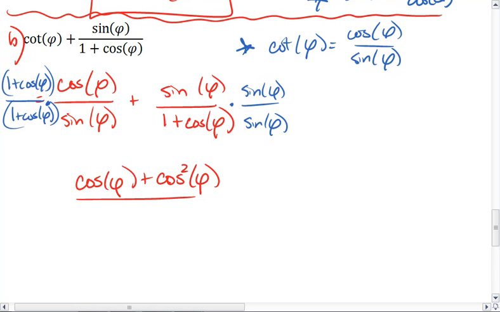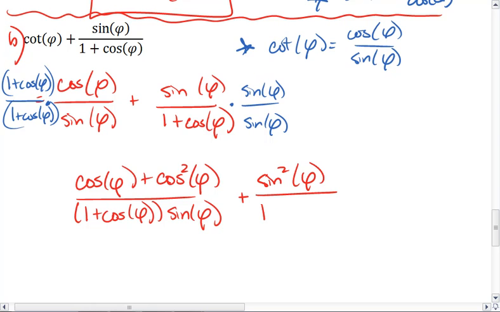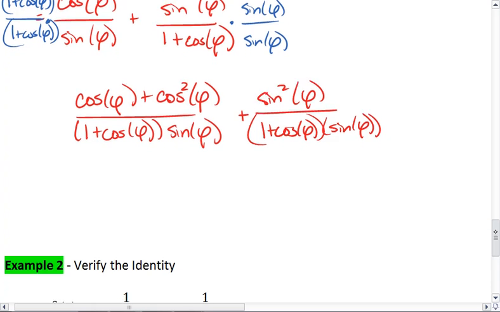In general, I suggest that you don't distribute unless you absolutely have to. So leave denominators broken apart. We're going to leave this as 1 plus cosine times sine. And then over on the right, we get sine squared and then 1 plus cosine times sine. Because we have like denominators, we can simplify.